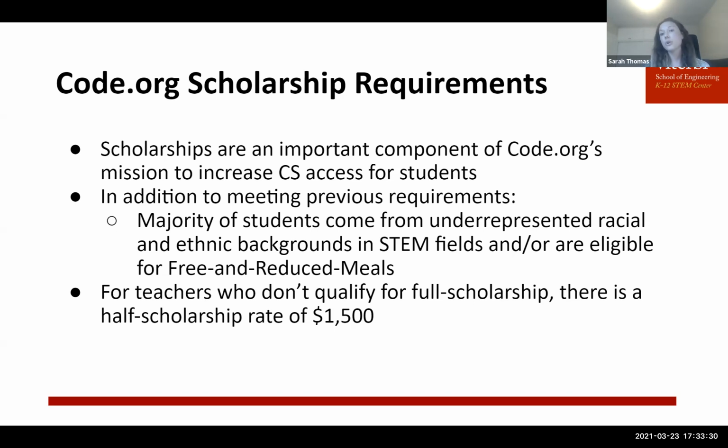So either a majority of your school's students come from underrepresented racial and ethnic backgrounds in STEM fields, or are eligible for free and reduced meals. So that's a majority, over 50% of either of those. It doesn't have to be both, it can be either or, which is information that we will collect from your school's principal when that secondary form goes out.